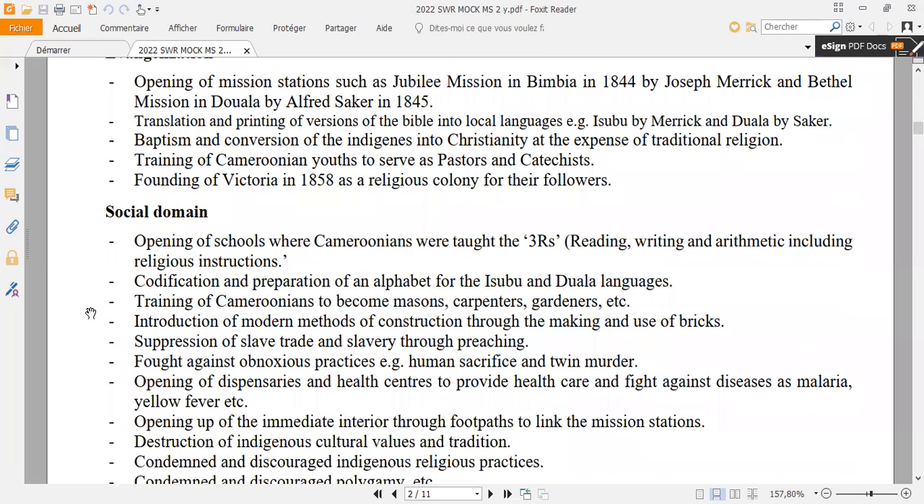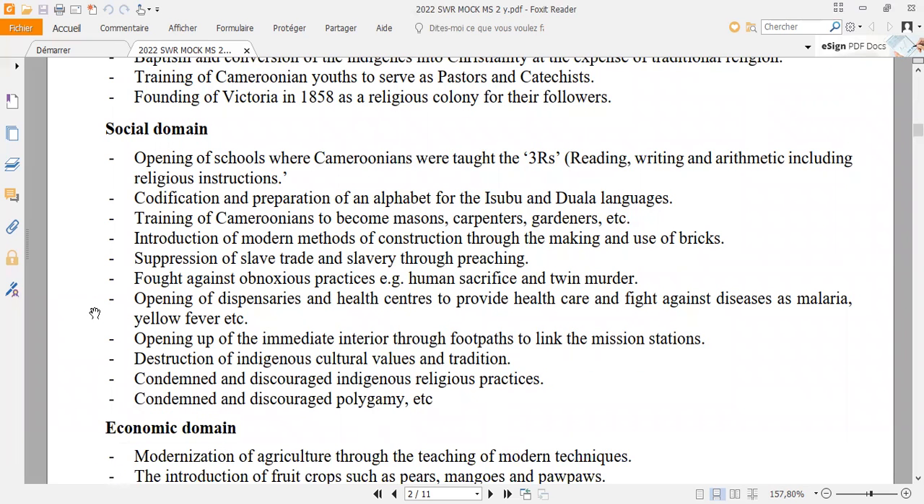And in the social consequences, you had the opening of schools where Cameroonians were taught reading, writing, and arithmetic, including religious instruction. You have training Cameroonians to become what? Masons, carpenters, guardians. You have introduction of modern methods of construction to the market and use of brick. You have suppression of slave trade and slaving through preaching. You have fighting against negative practices such as human sacrifice and killing of twins. Good. You have opening of dispensaries and health centers to provide health care and fight against diseases like malaria.